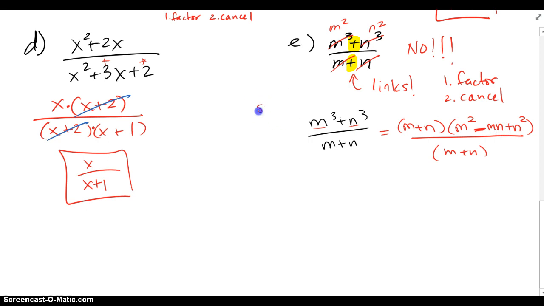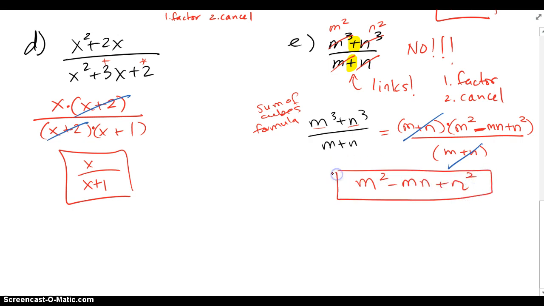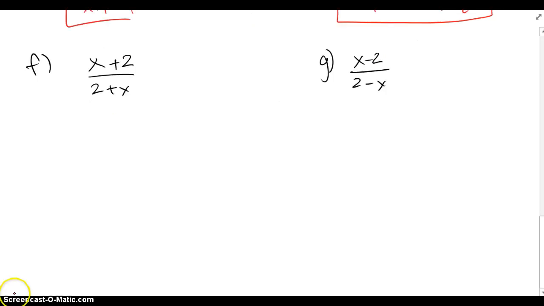So what we used was the sum of cubes formula for the numerator. Now, since it's a product of two items and there are things that are identical, these two factors go away, and my final answer will be m squared minus mn plus n squared all over 1, and that's all I got. Okay, let's simplify these two rational expressions.